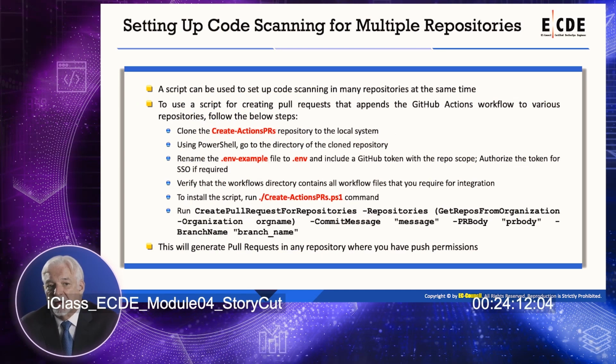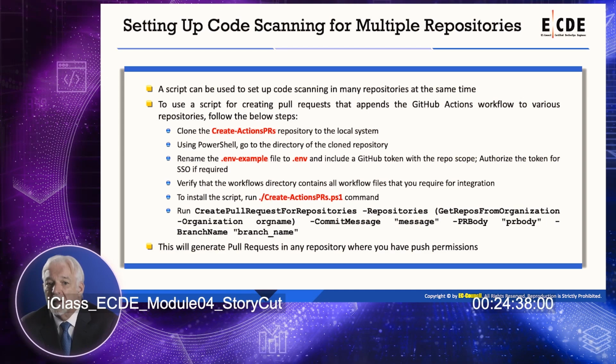Now, let's say that you're in GitHub and you want to do code scanning on multiple repositories. You can use a script to set up code scanning in many repositories at the same time. To use a script for creating pull requests that appends the GitHub Actions workflow to various repositories, follow the below steps. Basically, you clone the Create Action PRs repository to your local system.